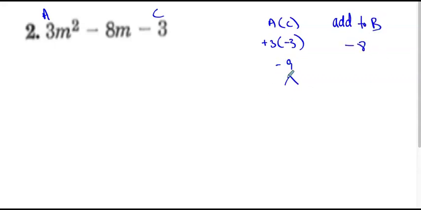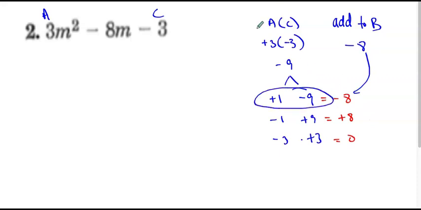So factors of negative 9 are positive 1 times negative 9, negative 1 times positive 9, negative 3 times positive 3, right? These are all factors of negative 9. Positive 1 and negative 9 adds up to negative 8. Negative 1 and positive 9 adds up to positive 8. Negative 3 and positive 3 adds up to 0. Which one adds up to the negative 8?